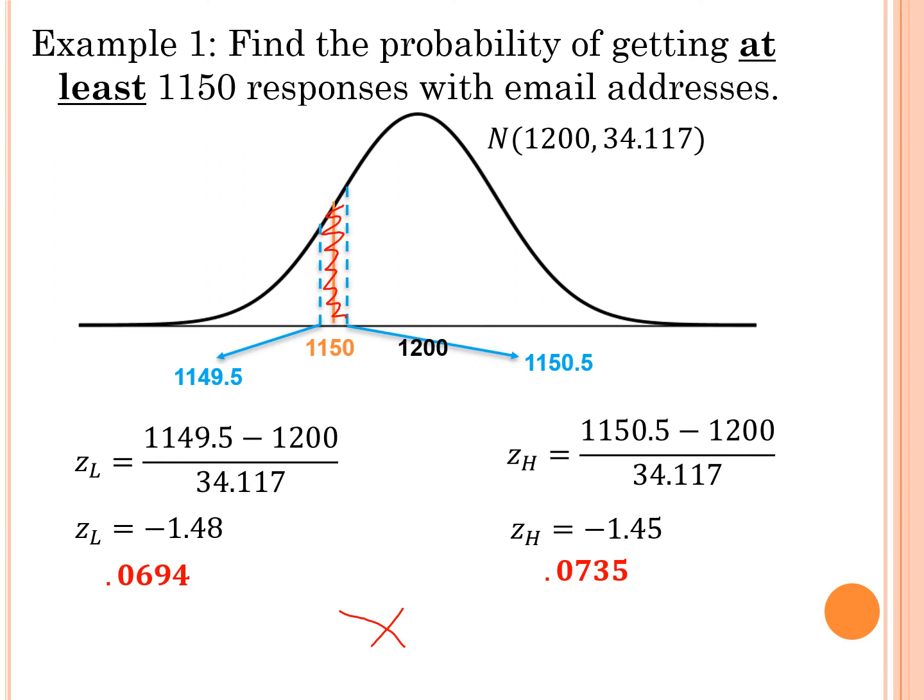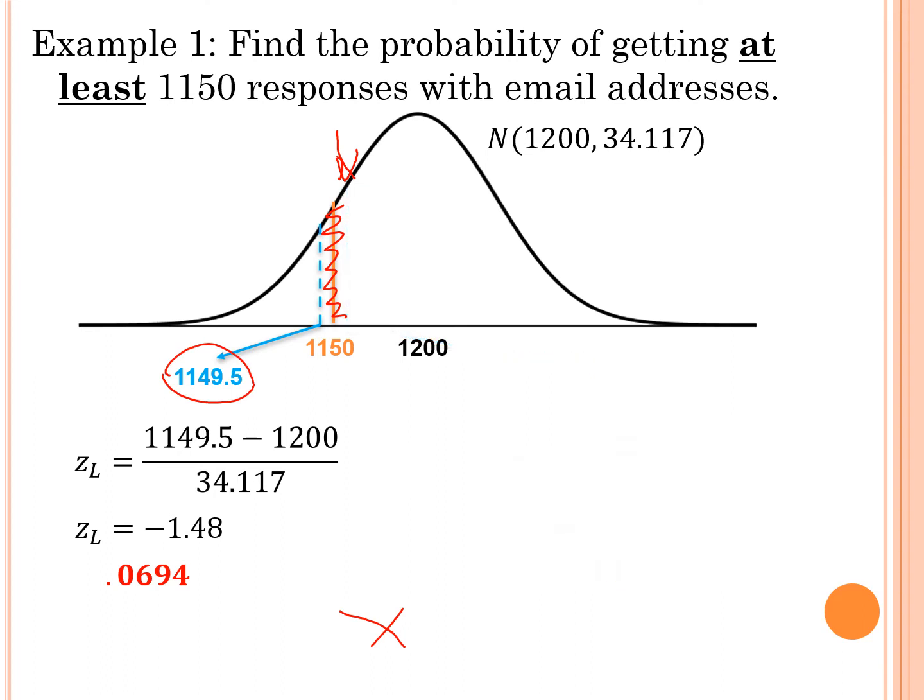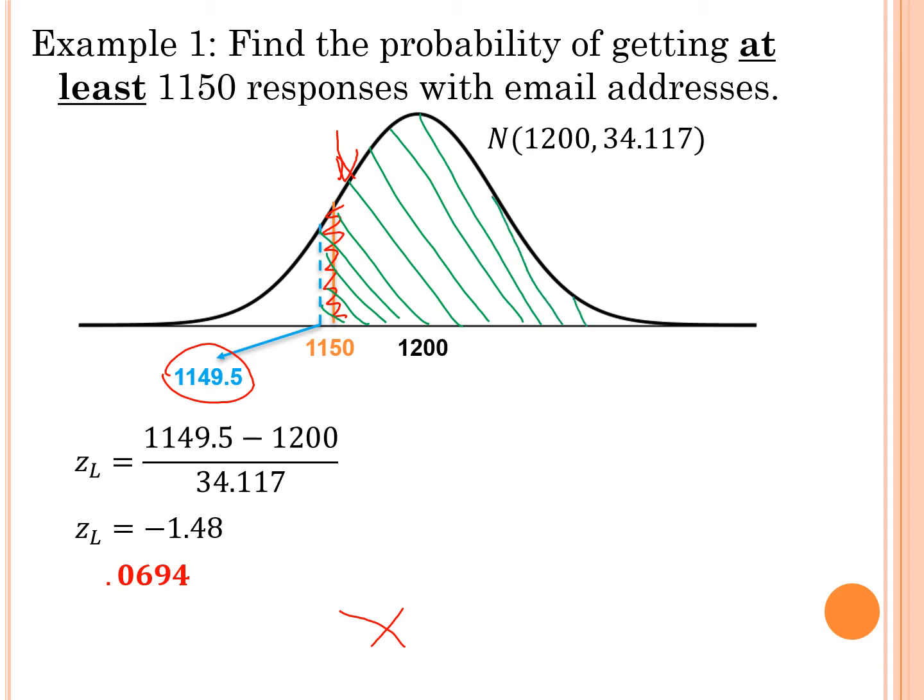We want to include that, which means we don't care about this rightmost dotted line. Okay, we're going to go to the left of 1149.5, so that little shaded red section is included in our probability. So we get rid of that shaded line to the right, and we want the probability of everything to the left of this dotted line. Okay, we picked the left one because we want to include the 1150.